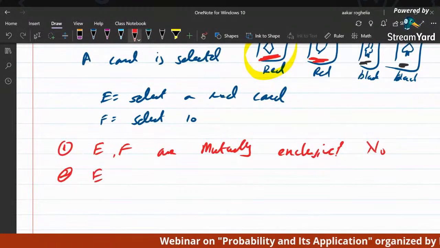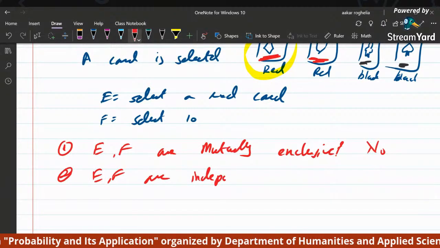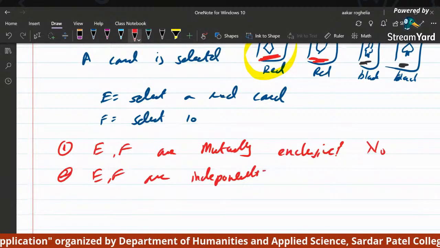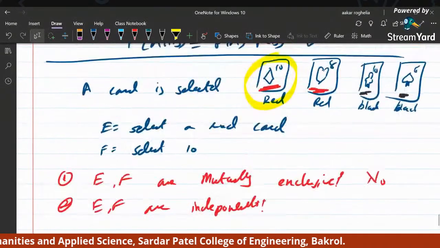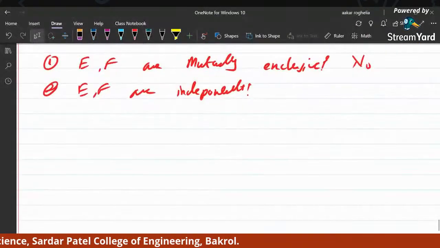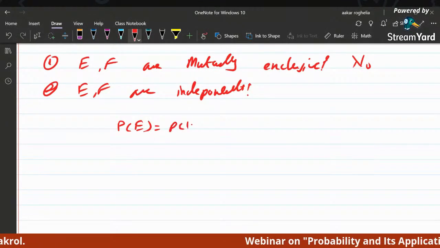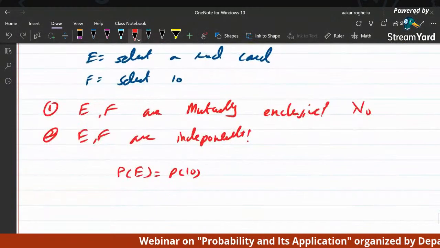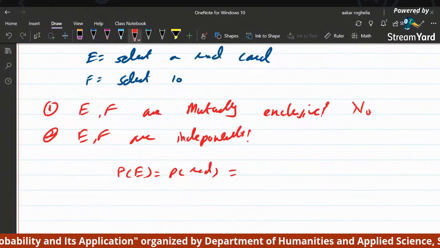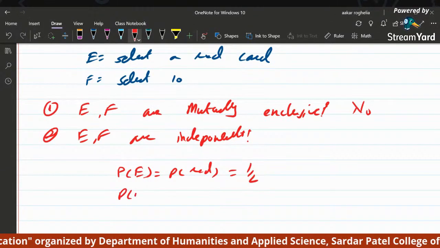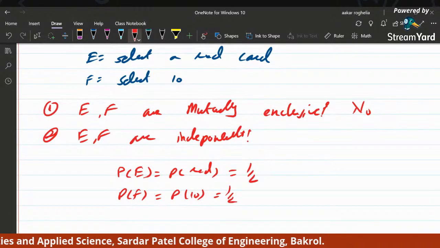Second, if I want to say that E and F are independent, of course, you have to check P of E intersection F. First of all we will find out P of E. P of E means P of red. How many red cards are there? 2. So it is 1 by 2. P of F means P of 10. How many 10 cards are there? There also 2. Out of 4, it is 1 by 2.